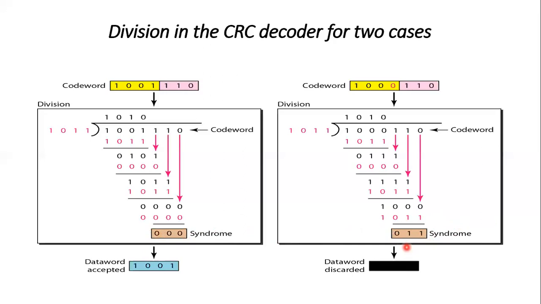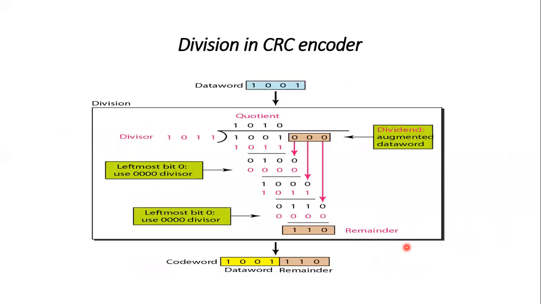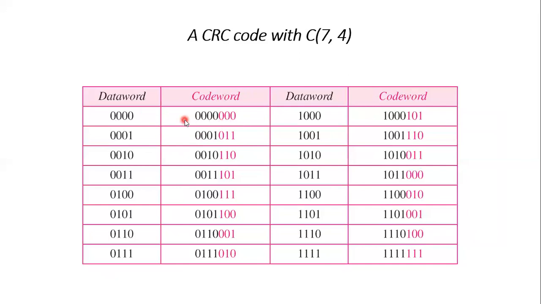So this is called the CRC, cyclic redundancy code. So like that we can generate the various code words for the data words. Okay. So this table shows the CRC code with the data word and the corresponding code word.